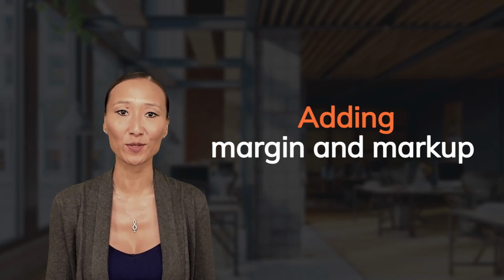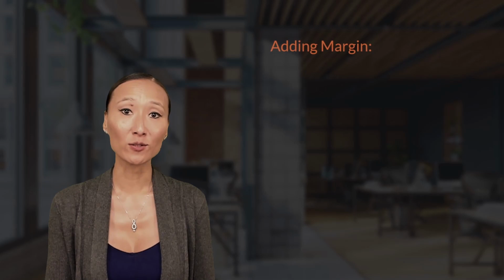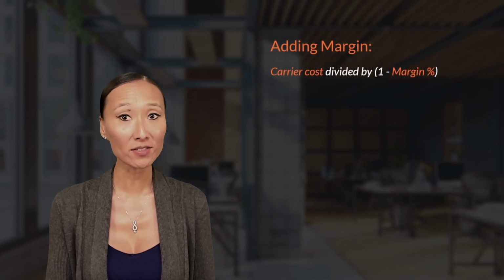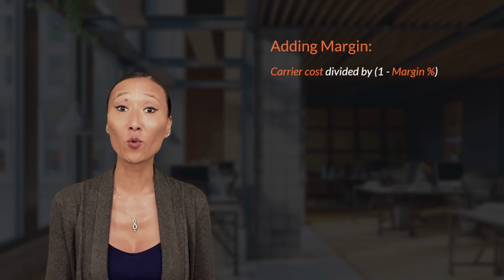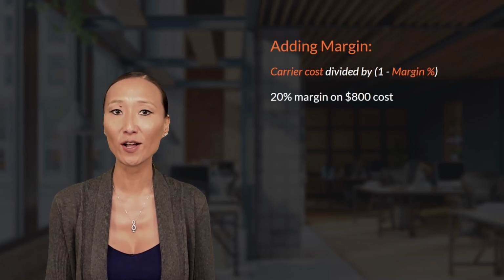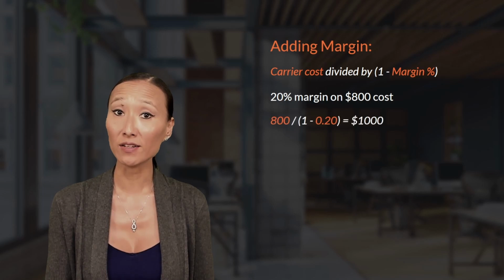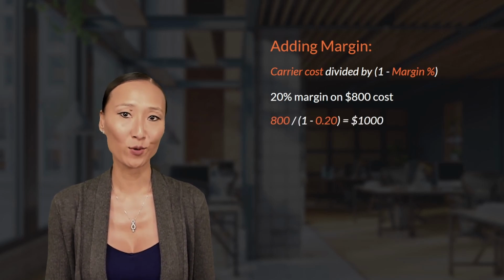So we understand that, but what if you need to add a specific margin or markup to determine your customer's cost? Don't worry, I've got you covered. To add a margin, we use the formula carrier cost divided by 1 minus the margin percentage. So for a 20% margin on an $800 cost, we do 800 divided by 1 minus 0.20, which equals $1,000.